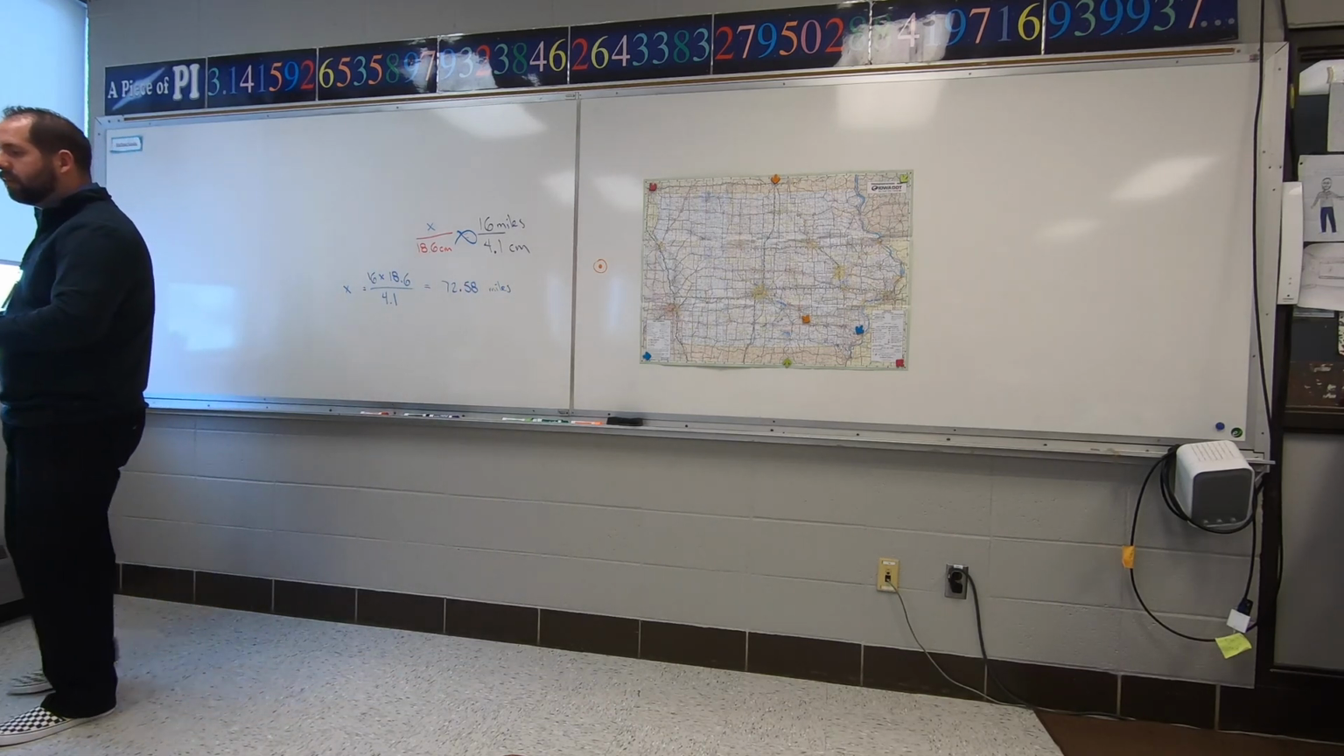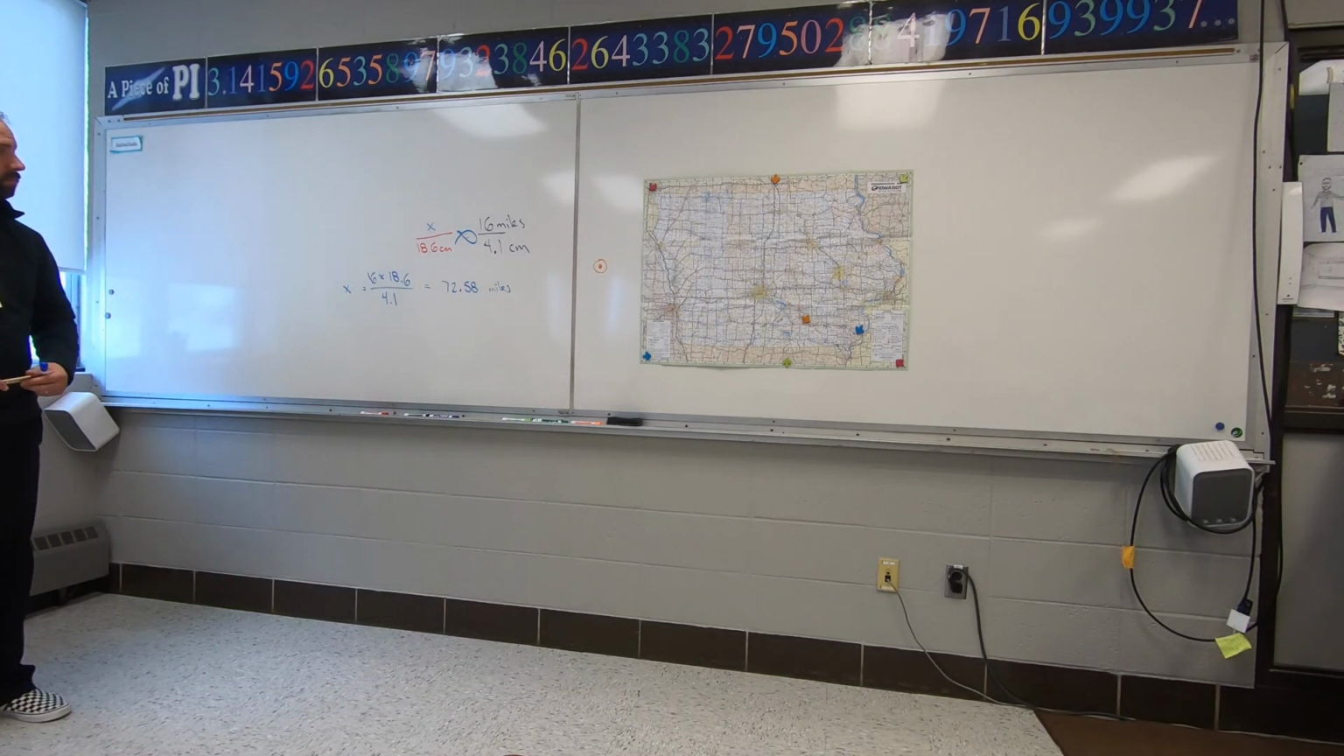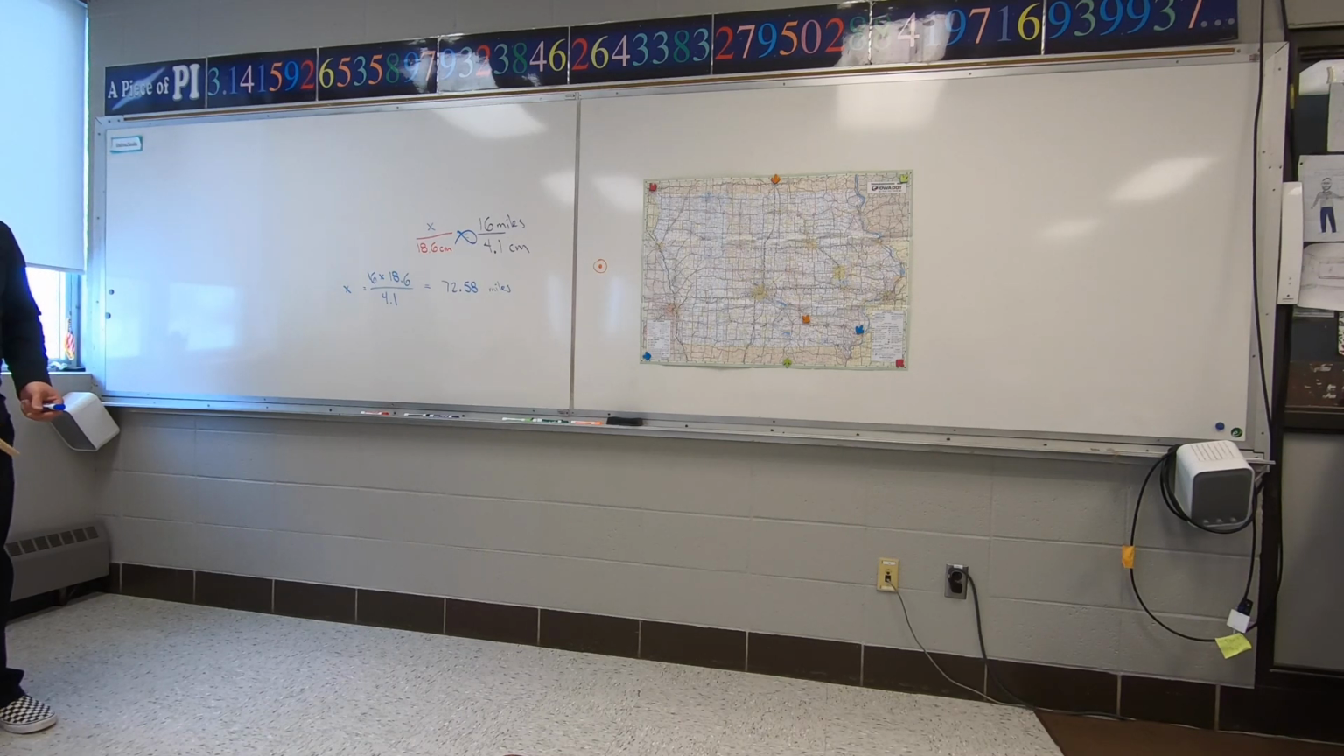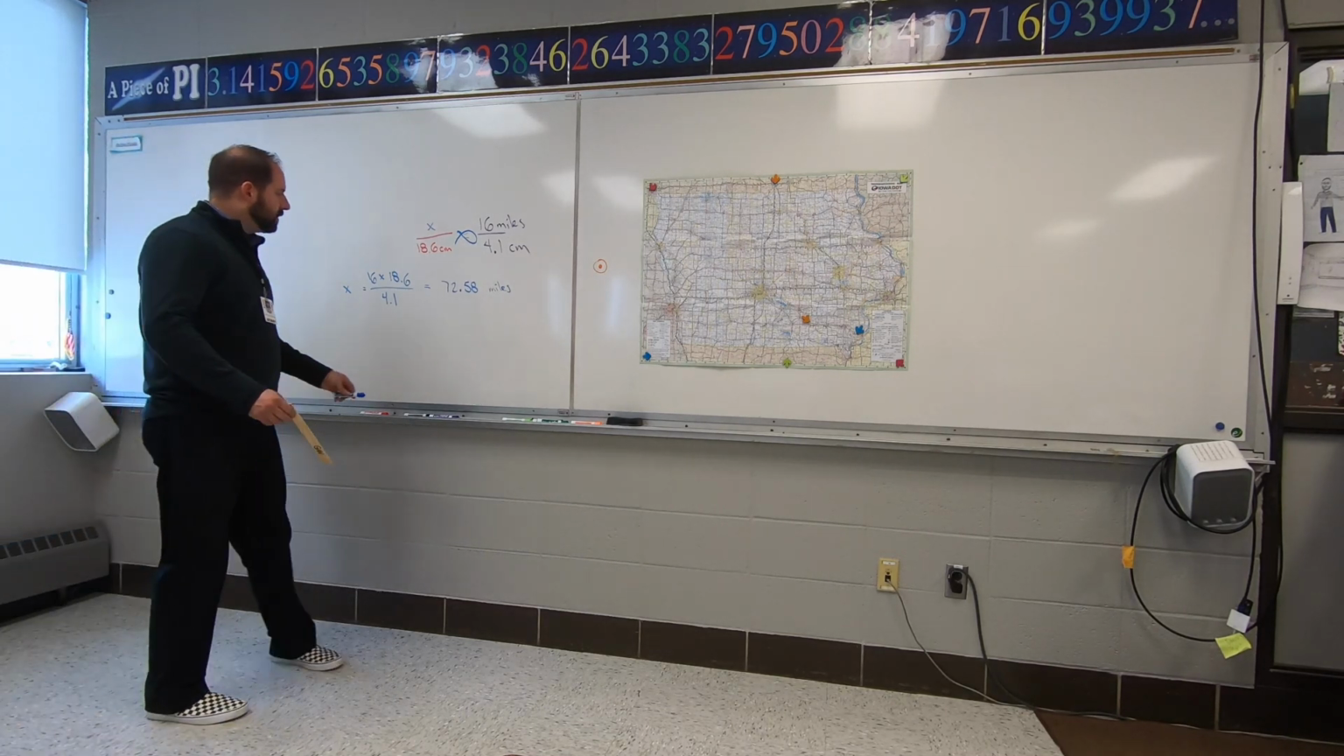I got 20. You did 18.6 multiplied by 16, right? 18.6 times 16. And you divide by 4.1. 72.58. Yeah. There you go. All right, so that's 6.5 in terms of miles.